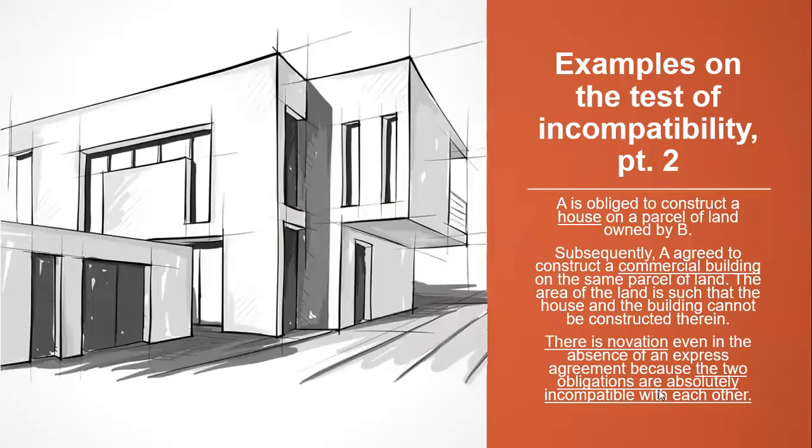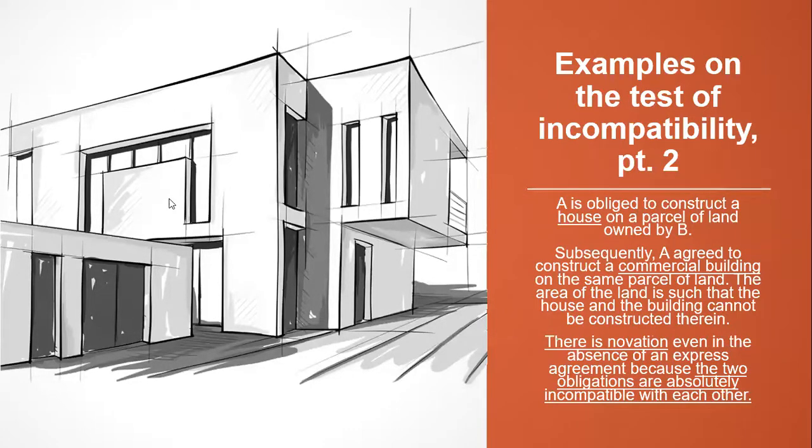Now, what if it is this one? A and B. A is obliged to construct a house on a parcel of land owned by B. Subsequently, A agreed to construct a commercial building on the same parcel of land, no? Also at the behest of B. So the area of the land is such na hindi pa pwedeng magkasya pareho. It's either the house should be constructed or it is the commercial building that must be erected.